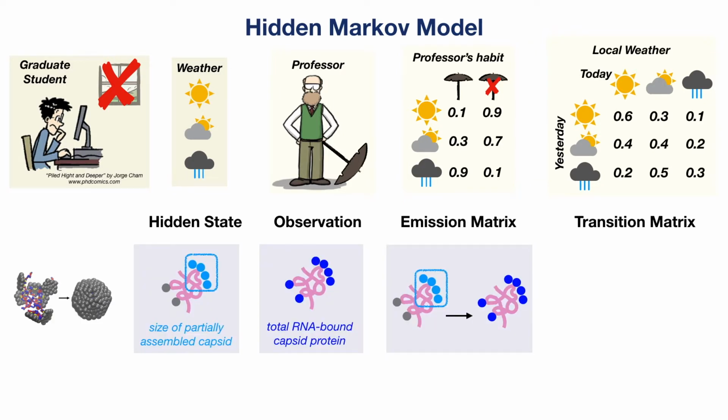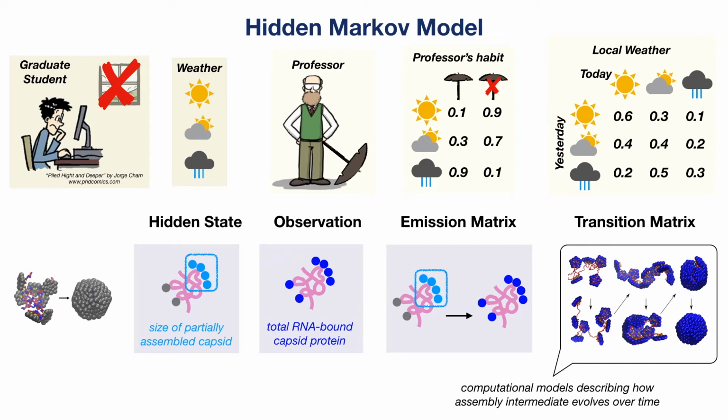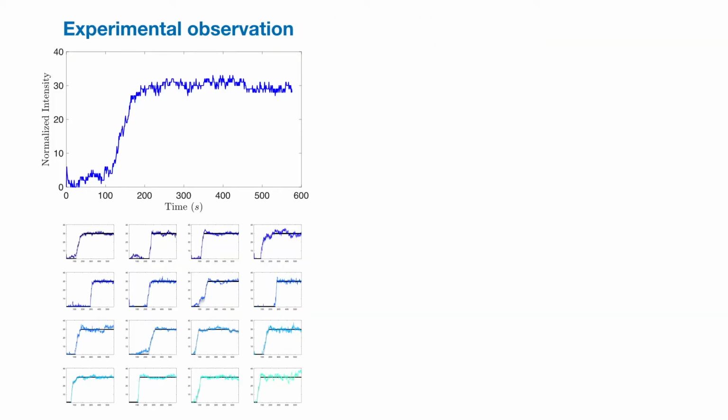Similarly, in our capsid problem, all we need is a computational model to describe how assembly intermediates evolve over time. Then we are able to decode the hidden state evolution of capsid assembly from noisy data.